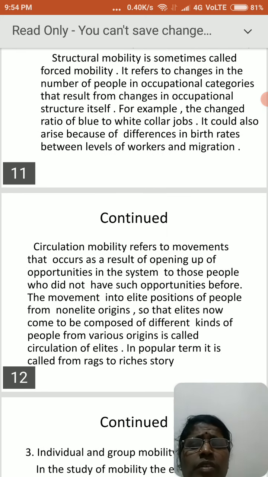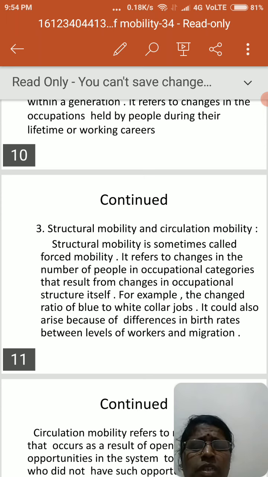And thirdly, structural mobility and circulation mobility. Structural mobility is sometimes called forced mobility. It refers to changes in the number of people in occupational categories that result from changes in the occupational structure itself. For example, the changed ratio of blue to white collar jobs. It could also arise because of differences in birth rates between levels of workers and migration.